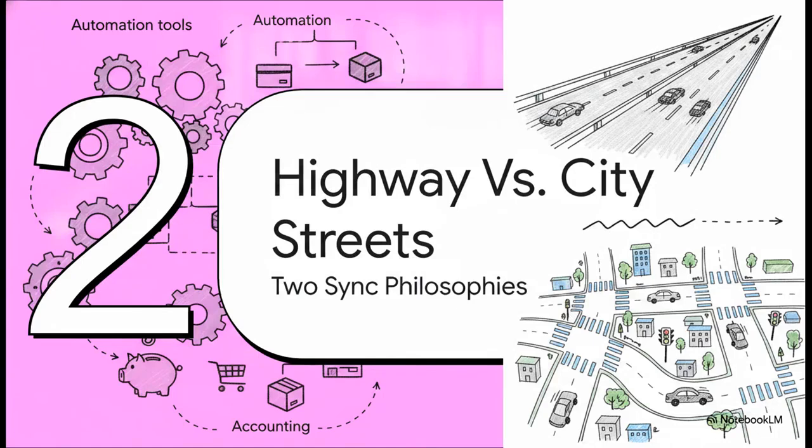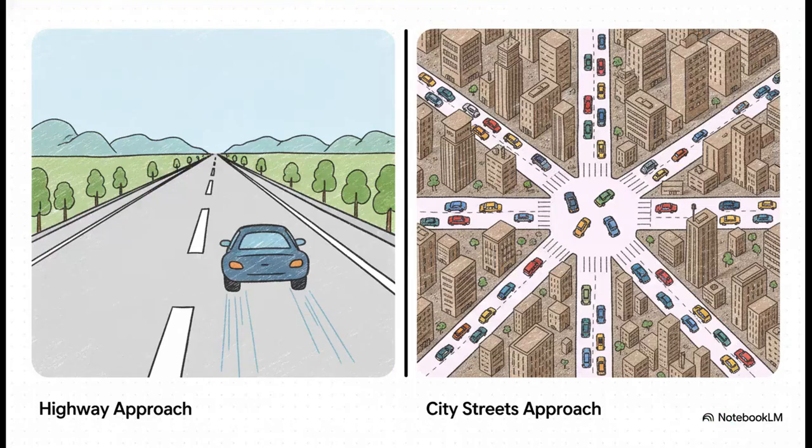Section 2. Highway versus city streets. Think about syncing your data in two totally different ways. It's kind of like driving. On one hand, you have the highway approach. This is summary posting. It's fast, it's clean, and it basically bundles all your daily sales, fees, and refunds into one neat entry that perfectly matches your bank deposit. Now, you do lose a bit of that granular per-order detail, but you get incredible speed.